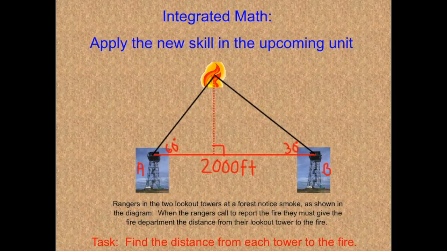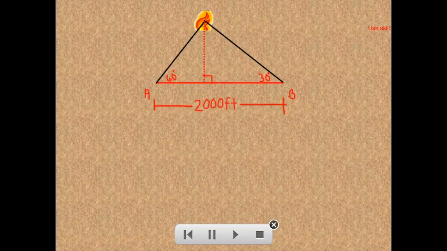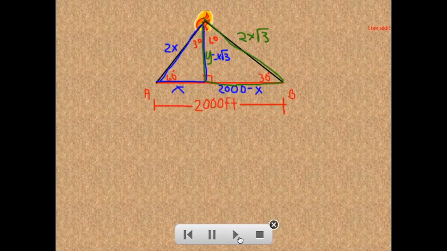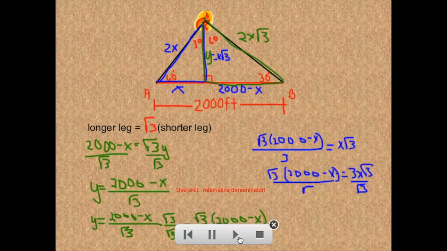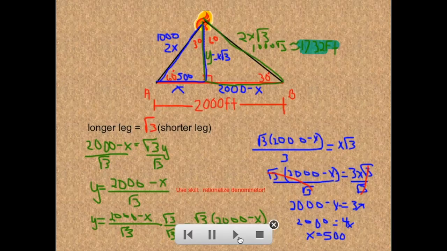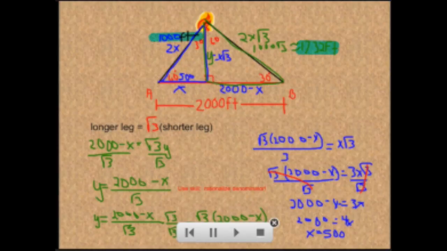Rangers are in lookout towers A and B looking at a fire. When the ranger calls to report the fire, they must report the distance from the lookout tower to the fire. You may see right here that rationalizing a denominator is simply one step in the process. Students will see that a problem that started off as a geometry problem, given angles and asked to find a distance, became a problem utilizing algebra skills. The integrated math curriculum will be sequenced so students will have the necessary algebra and geometry skills to approach real-life, multifaceted problems.